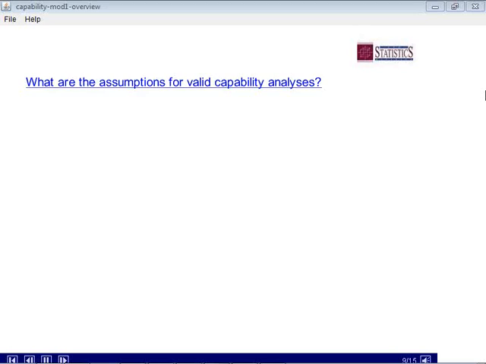So what are the assumptions that we're going to require for valid capability analyses? Well, the crucial one, in my opinion, is that the process has got to be in statistical control. By that, I mean that the control charting device that you're using to monitor the particular process should exhibit stability. It should be in statistical control.